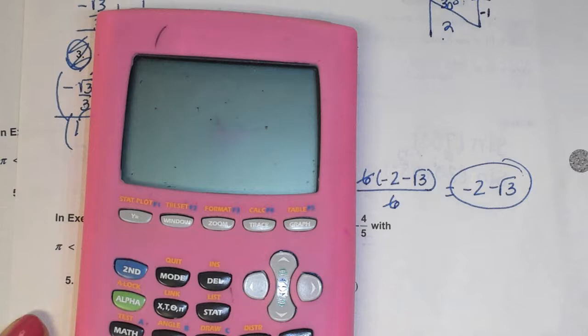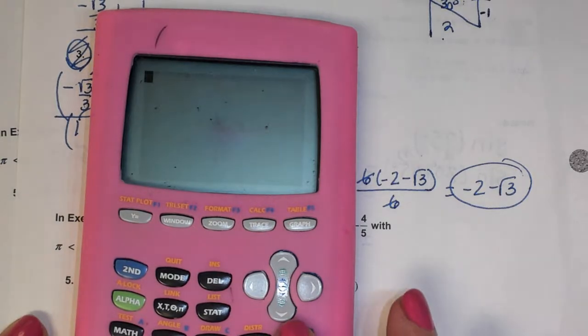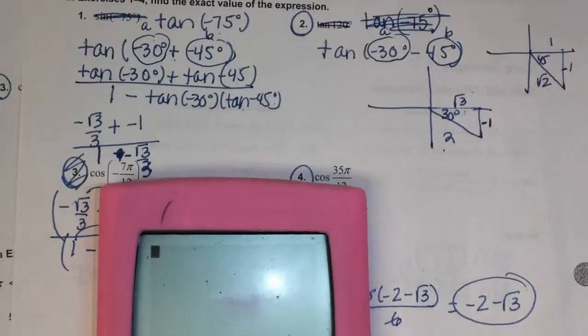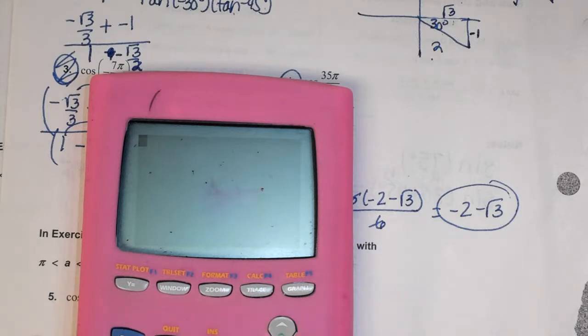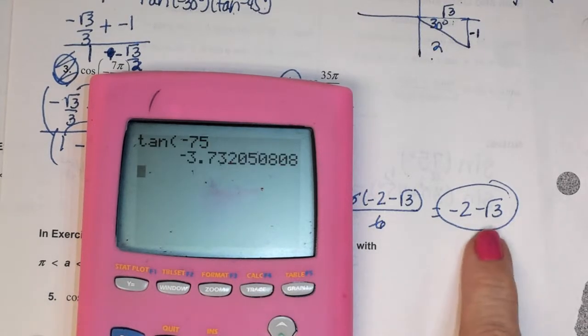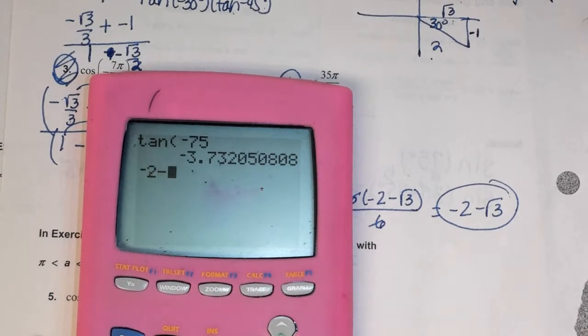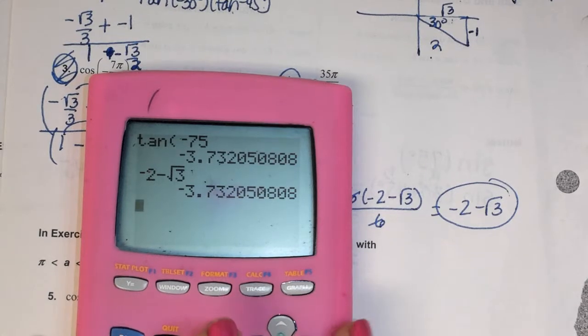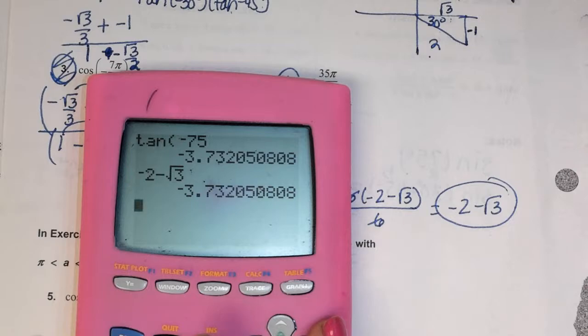If I were a person taking a quiz over this, I would now check it. I'd go back and see what is the tangent of negative 75, get that answer, and I want to see if this is the same thing. And it is, thank goodness. Because if it's not, you got to go back and find your mistake, and it's usually just a positive or a negative error.